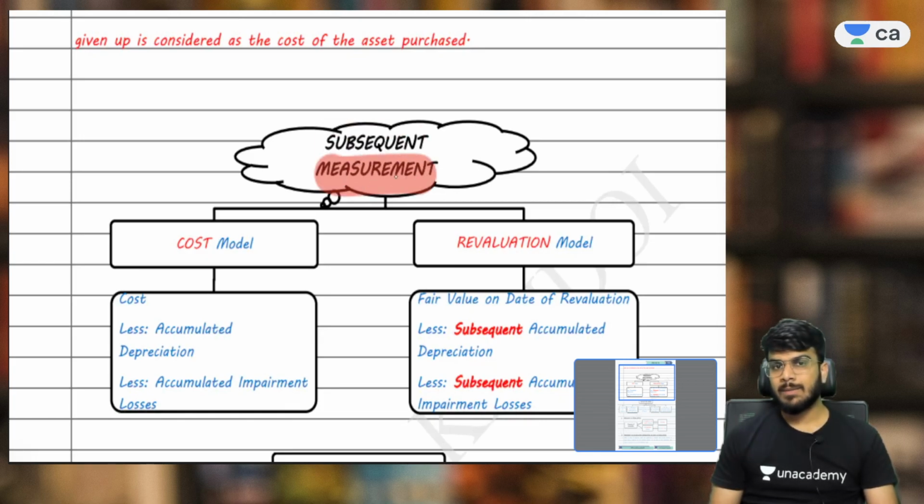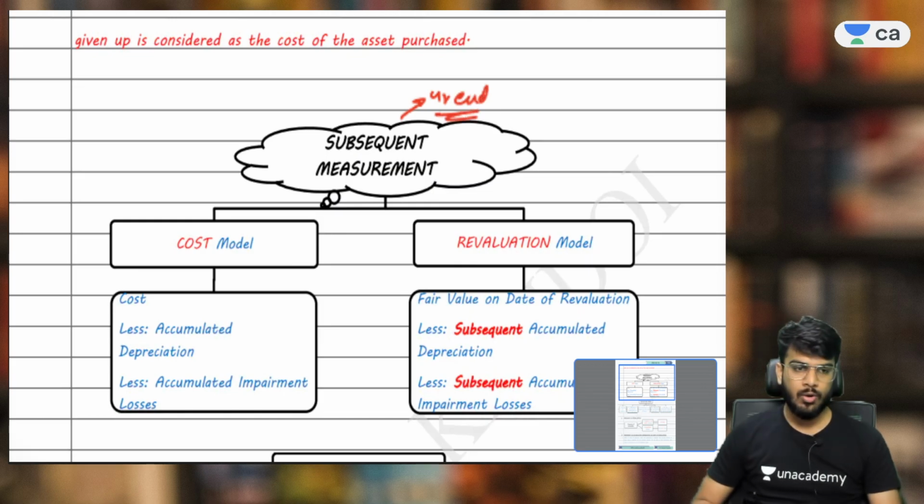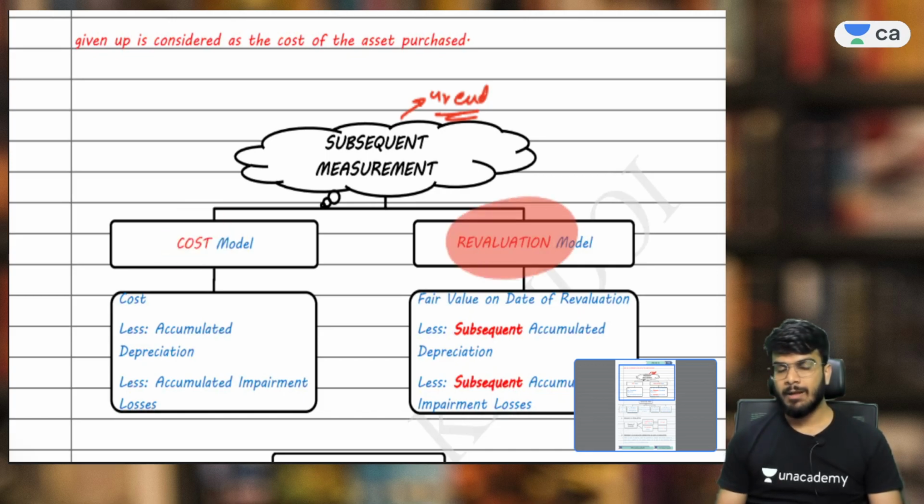Now let's discuss subsequent measurement. What is the meaning of subsequent measurement? At every year end, at what value will the asset be recorded? In case of subsequent measurement, we have two models. One is the cost model, the next one is the revaluation model.